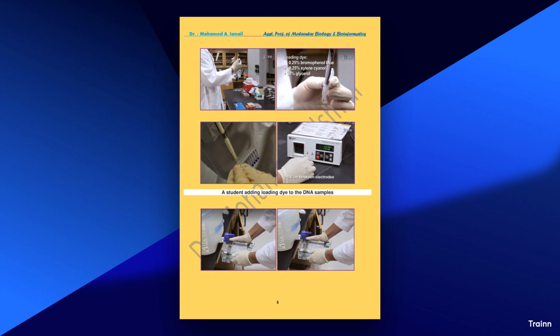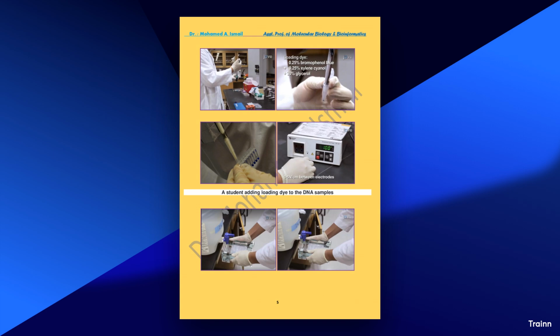B. UV exposure issues. Error: prolonged exposure to UV light can damage DNA and lead to band degradation. Impact: this can result in smearing or loss of bands. Solution: minimize UV exposure time and use alternative imaging methods when possible, such as blue light transilluminators.